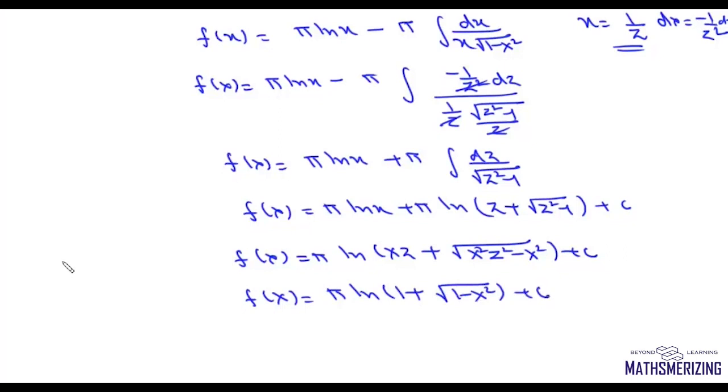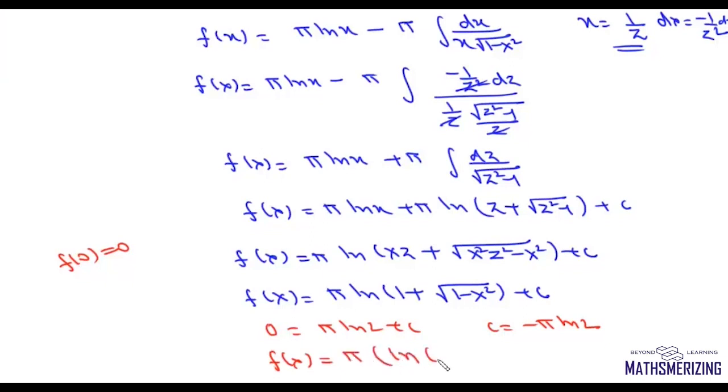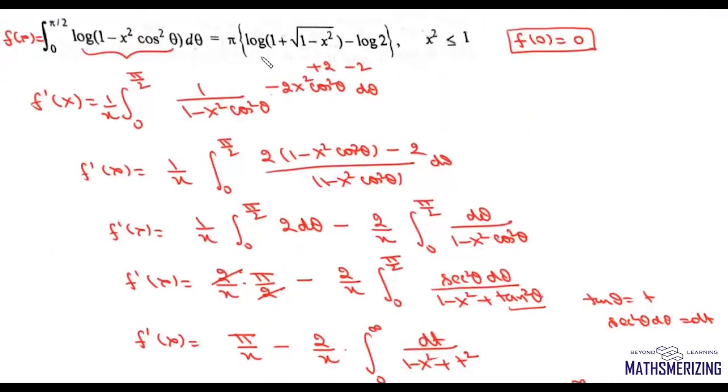Now we already know that when x is 0, the value of the function is 0. So we'll put x as 0, and we'll get this as pi log 2 plus c. So the value of c is minus pi log 2. So we can write this function f(x) as pi, and then log 1 plus under root of 1 minus x square minus log 2, and this is the result that we need. Pi log 1 plus under root 1 minus x square minus log 2.